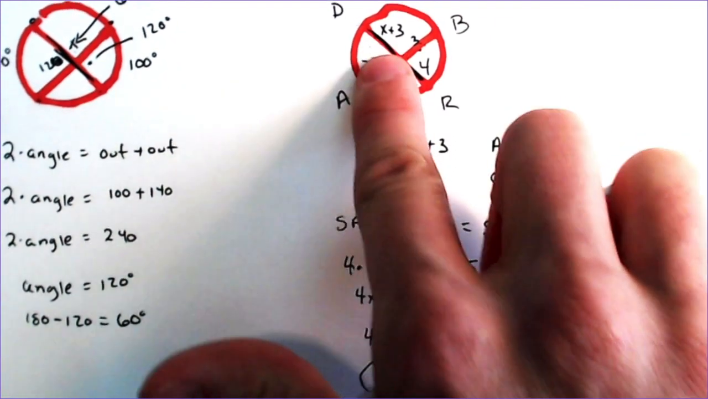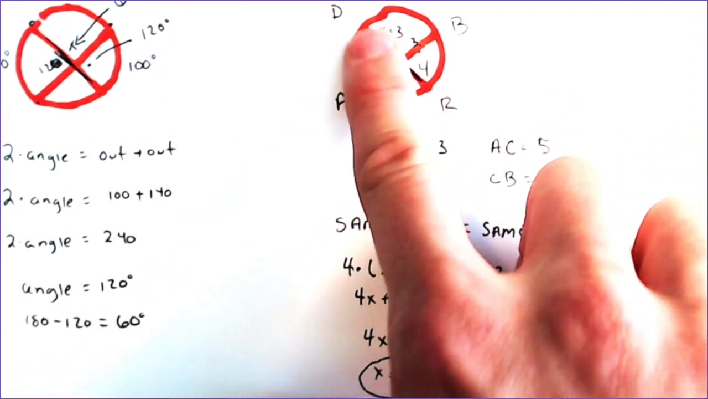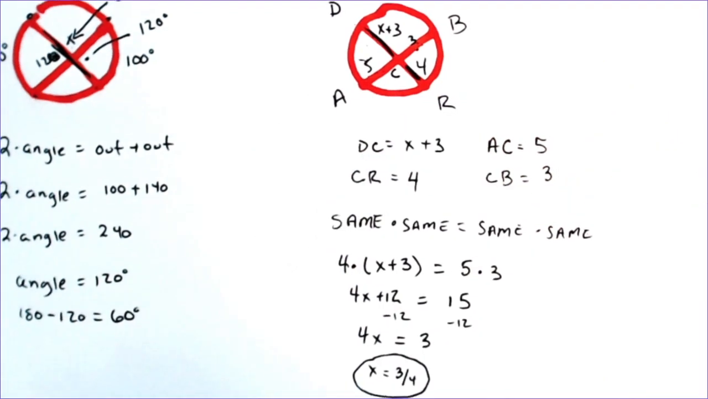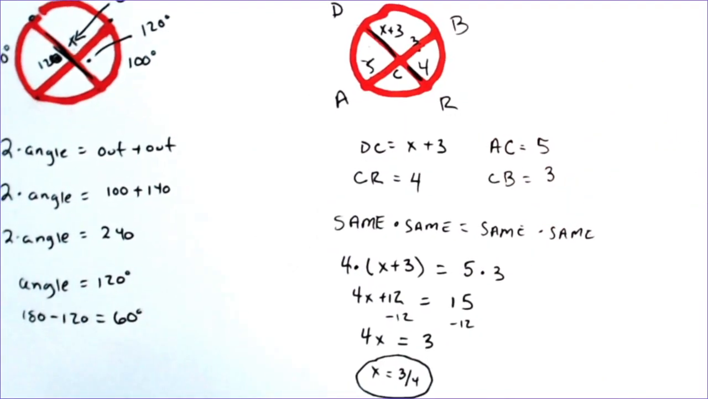If we wanted to plug that back in, we could get the length of D to C. We could find the length of D all the way to R. We could do a bunch of things with that. But normally that's about all you have to do.